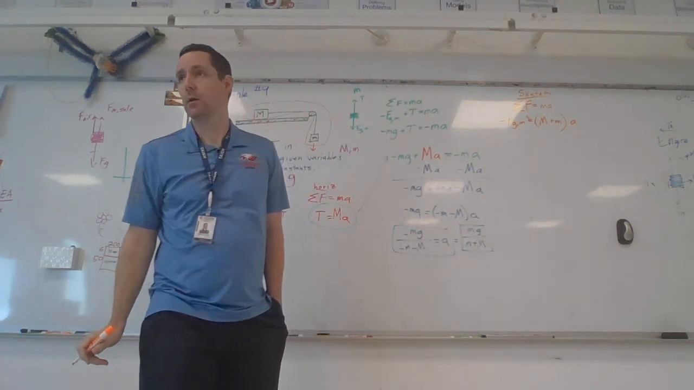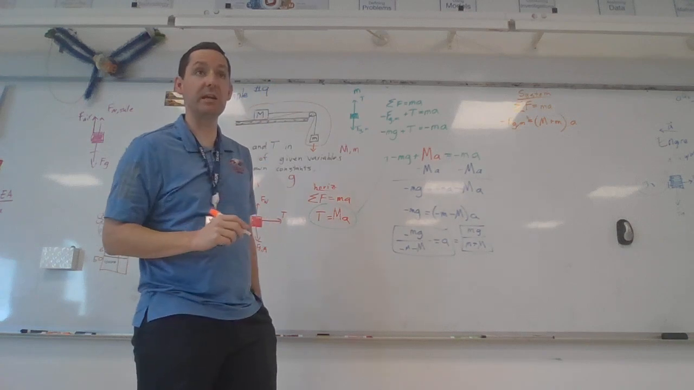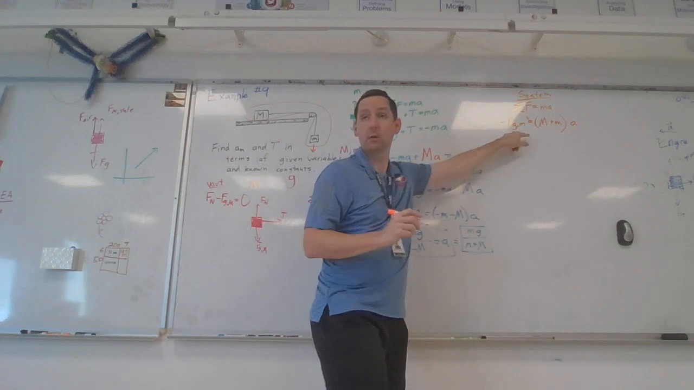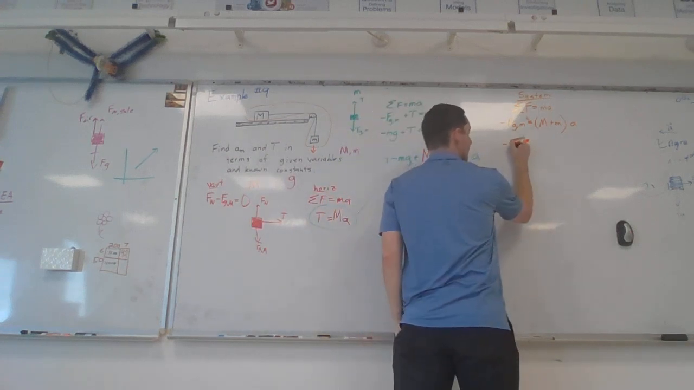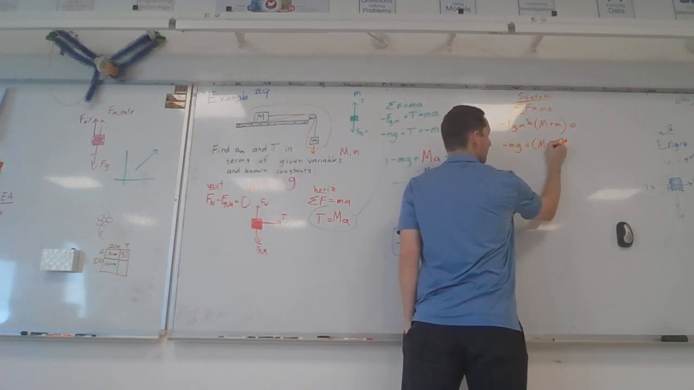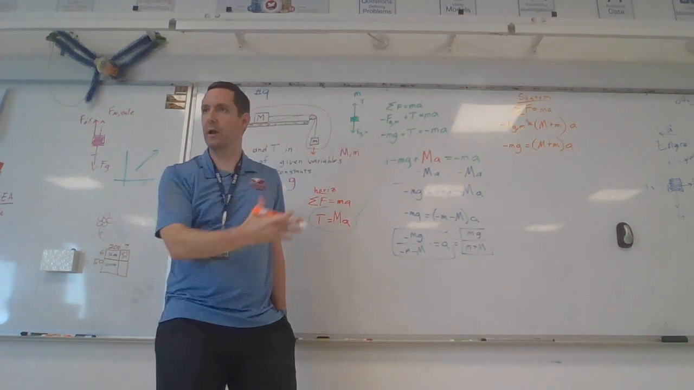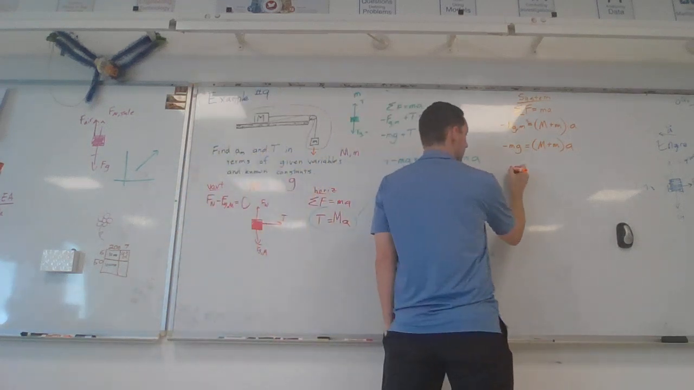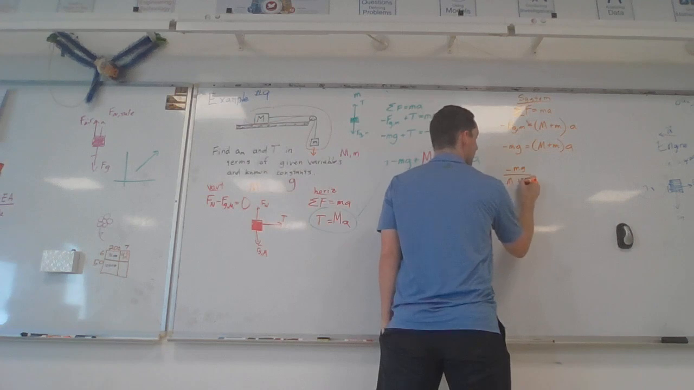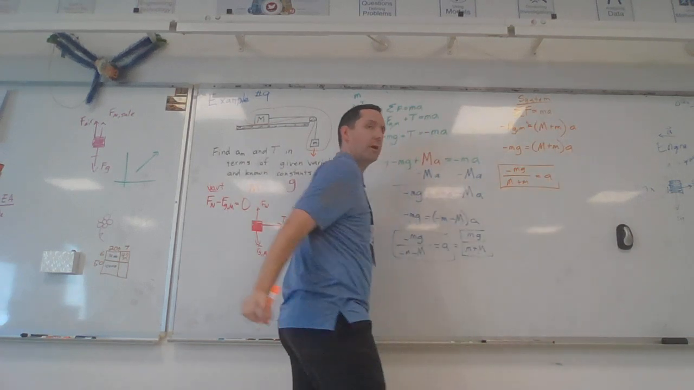Okay? Force of gravity, of course, we know is just mg. Remember, that is the force of gravity on the small mass. So that's just going to be negative small mg is equal to capital M plus m times a. And then, of course, you just solve for a by dividing by M plus m, and we get negative mg over capital M plus m as our acceleration.